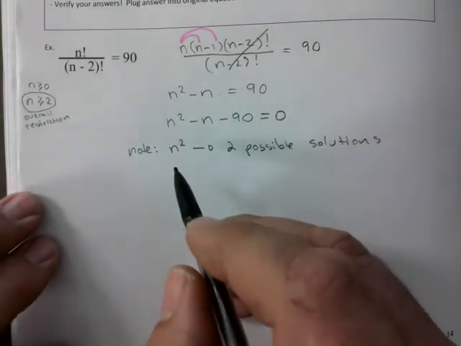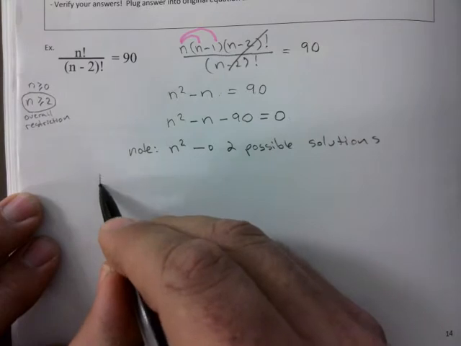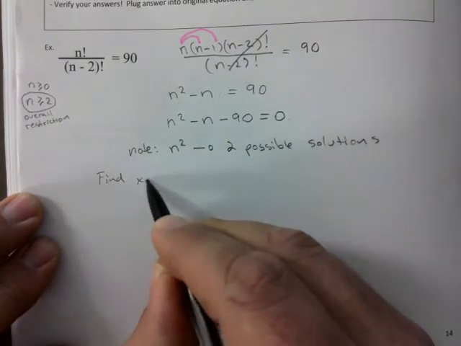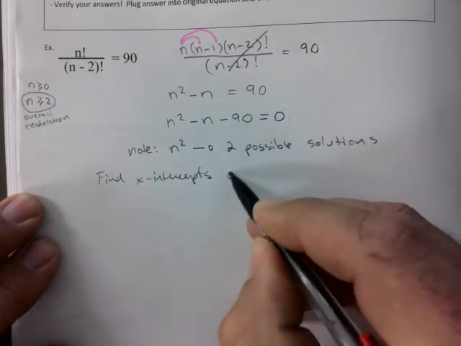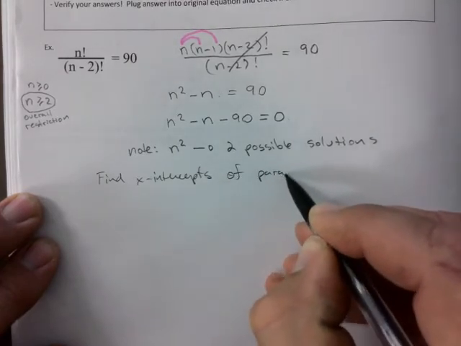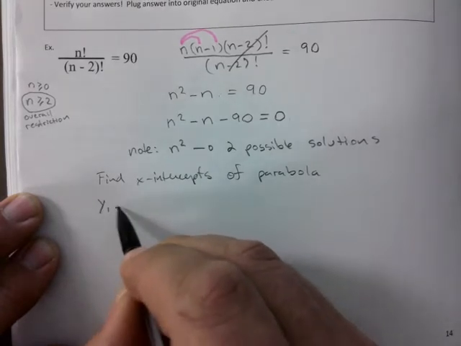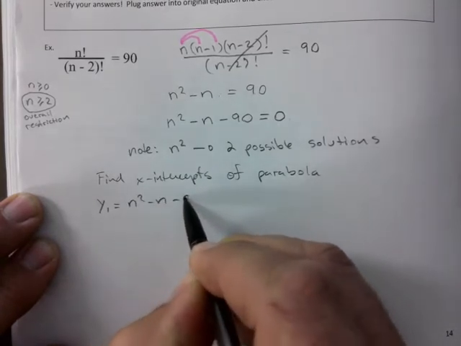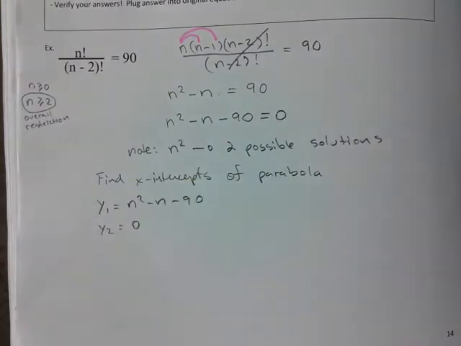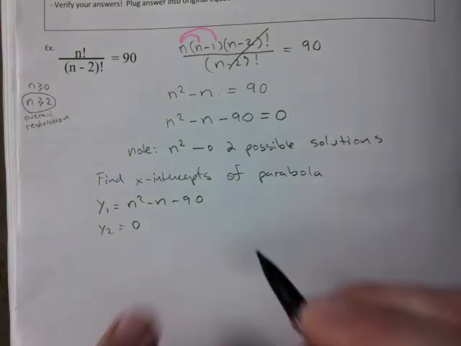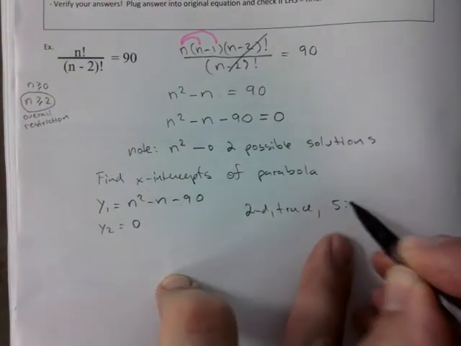Okay. And so what we will do is we will find x-intercepts, okay, of the parabola. So basically, in y1, you enter n squared minus n minus 90, and y2, you make it equal to 0. And then we're going to go second, trace, 5, which is intersect.